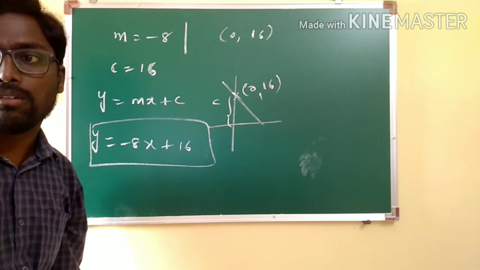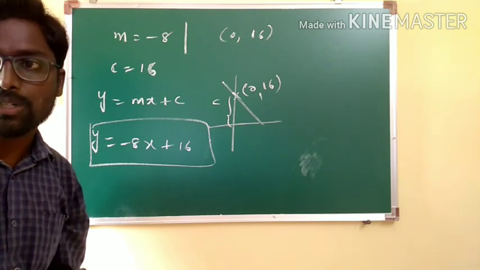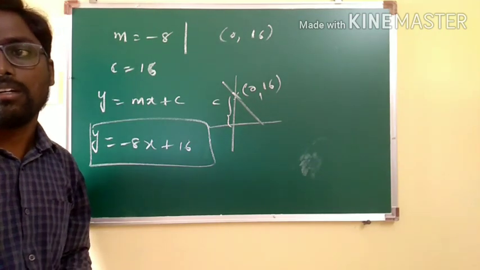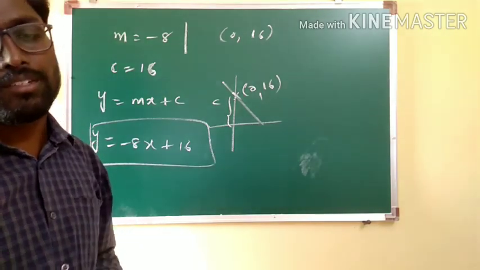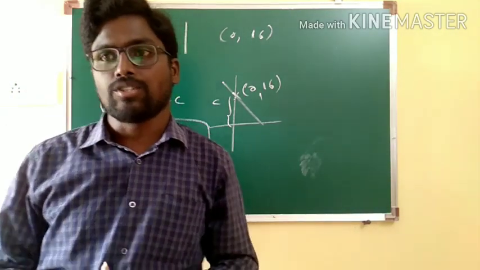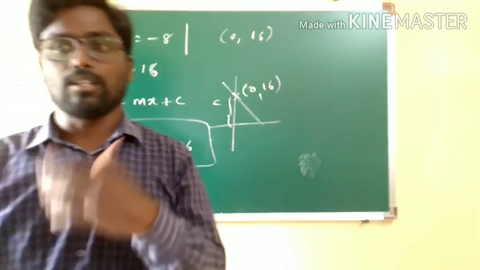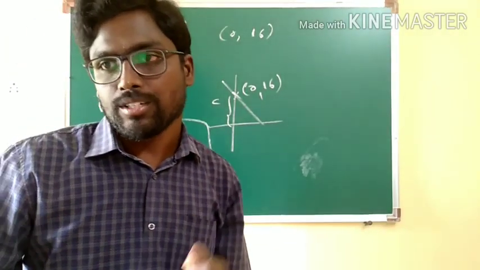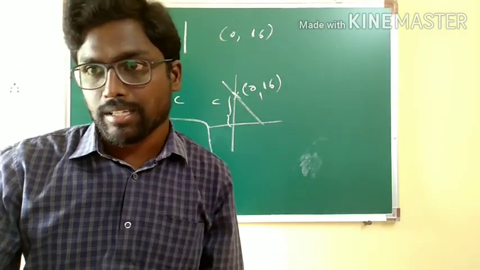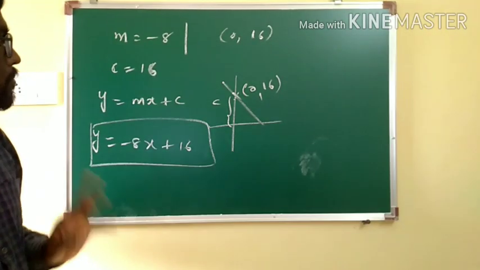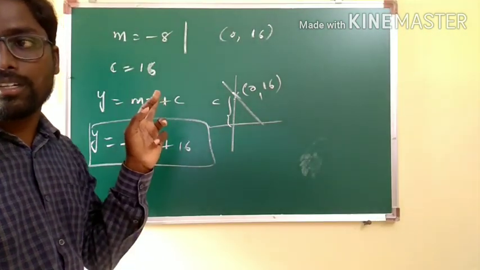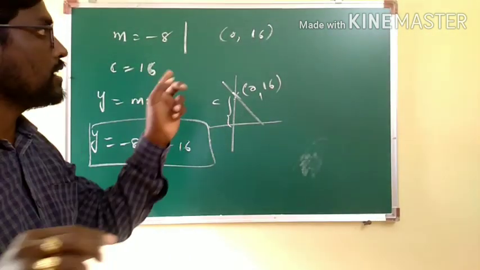Y is equal to -8x plus 16. Yes, the suitable option is B. I think in the examination it is mentioned as C, but it is wrong. In option C we have y is equal to 16x plus or minus 18, but that is wrong, because according to the question the slope is minus 8 and in C it is 16.